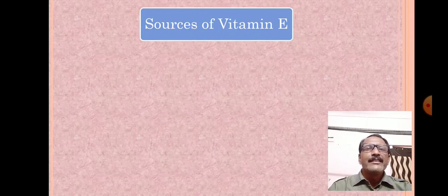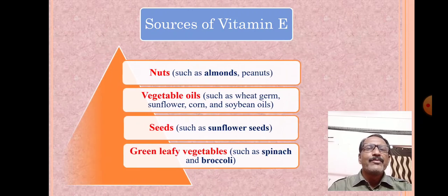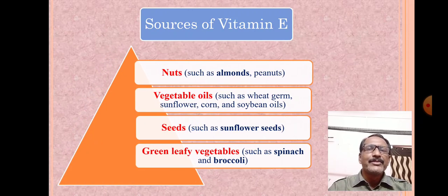Now we'll see the different sources of vitamin E. Vitamin E is found in nuts such as almonds and peanuts.